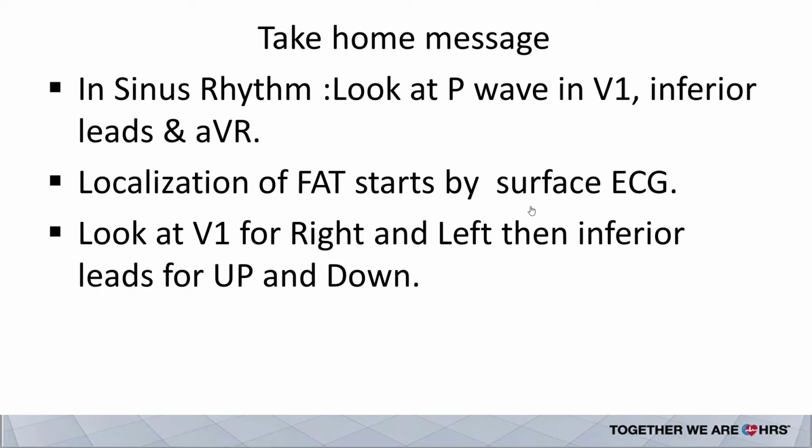To sum up, P wave morphology can be seen in V1 and in the inferior leads in sinus rhythm. In order to localize the focal atrial tachycardia, we have to use our surface ECG, and a simple way to go through is to look at V1. If it is negative, this is a right-sided focus from the right atrium. If it is positive, this is the left atrium. Then look at the inferior limb leads: if they are positive, pointing up, this is a high focus, and if they look down, negative, it is a low focus. We can find it easily.